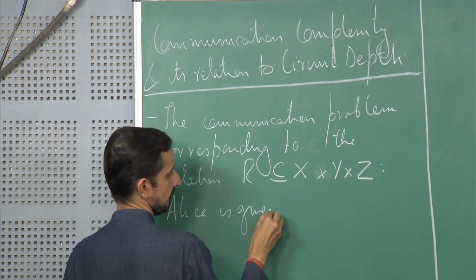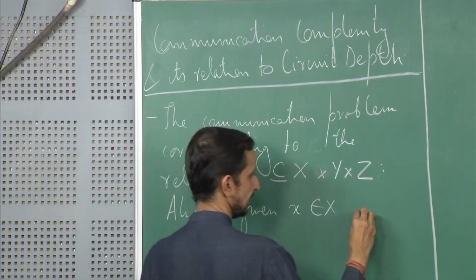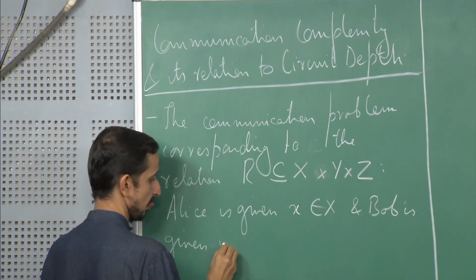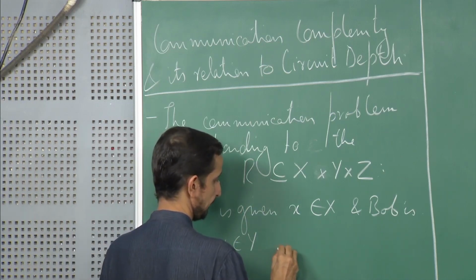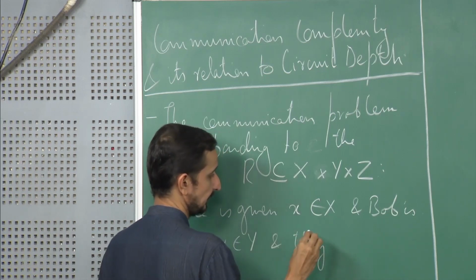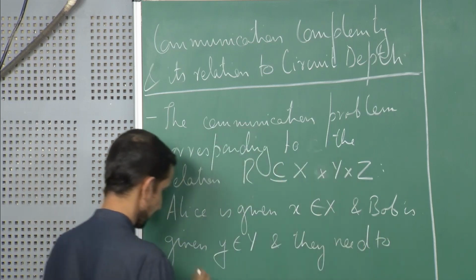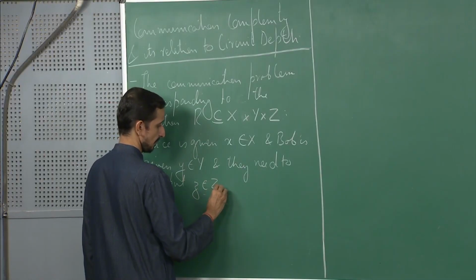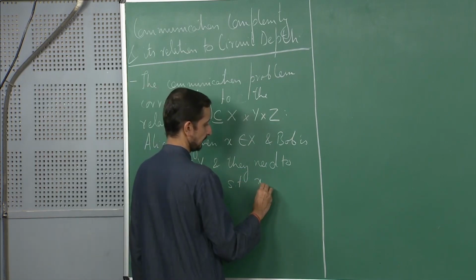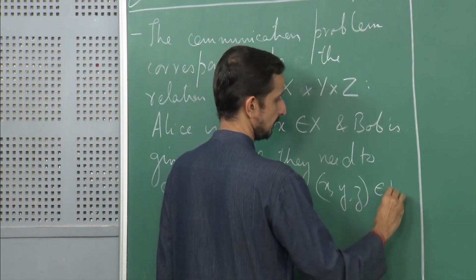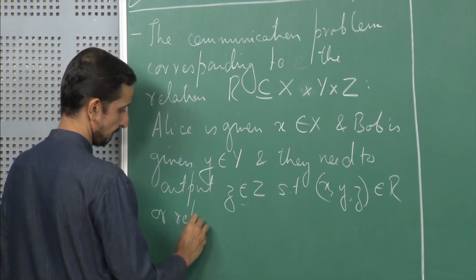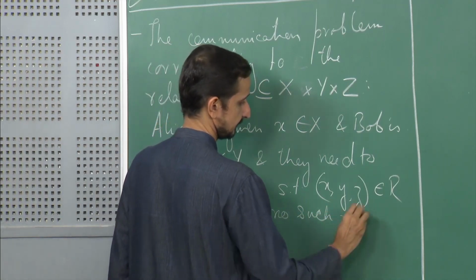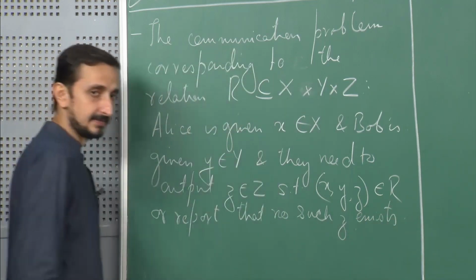Alice is given small x belonging to capital X and Bob is given y belonging to capital Y, and they need to output z in capital Z such that (x, y, z) belongs to R, or report that no such z exists. Okay, so we have two parties.